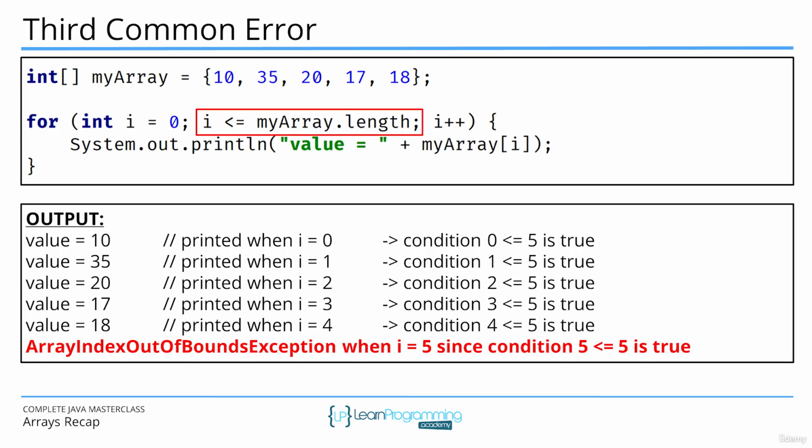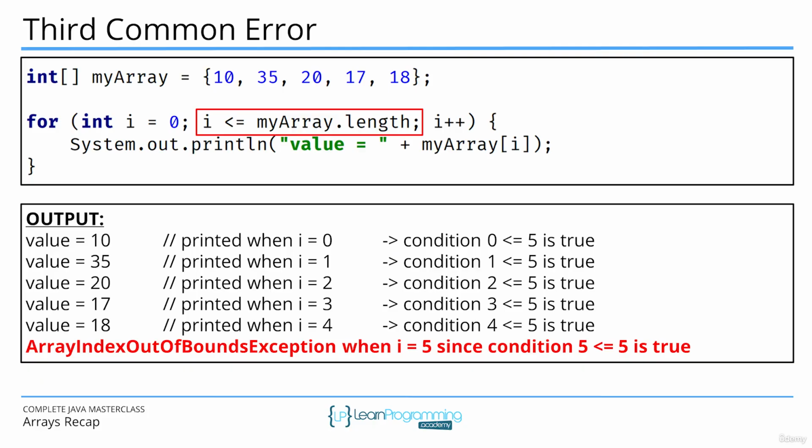When i is equal to 5, the condition will still be true because I've used the less than or equal operator there. And the expression 5 is less than or equal to 5 is true there, with 5 being the value of i and 5 being the length of the array. This will cause another out of range exception. I know I'm repeating myself here, but it's important to remember that the index starts at 0 and ends at 1 less than the length of the array.